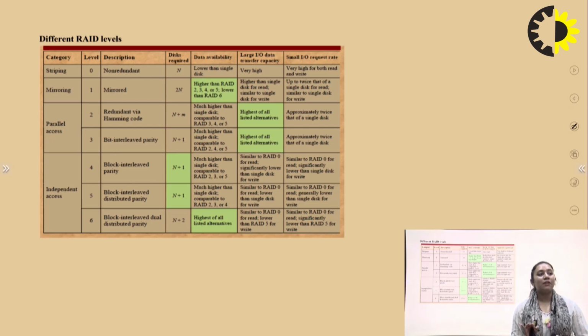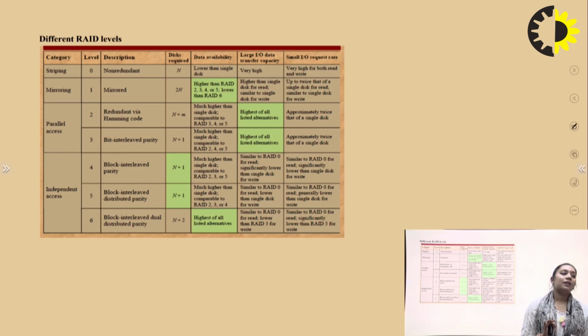Next we have level 4, which is block interleaved parity, which is similar to RAID 0 for read and write operations, and it gives a significantly lower value than a single disk for the write operation. Next is RAID level 5, which is block interleaved distributed parity, which is similar to RAID 0 for read and generally lower than a single disk for write operations.